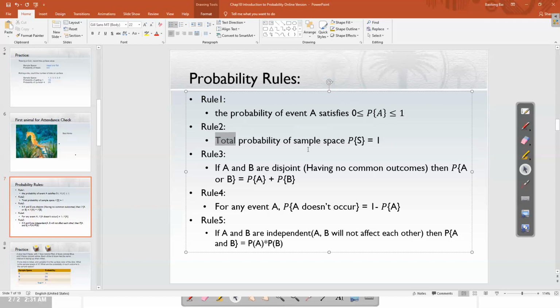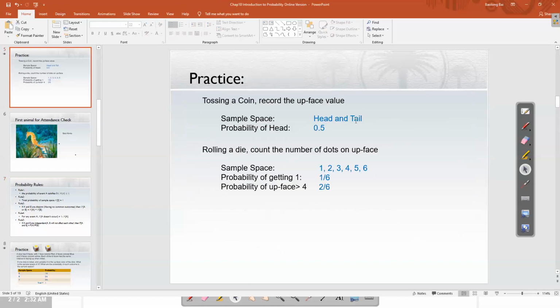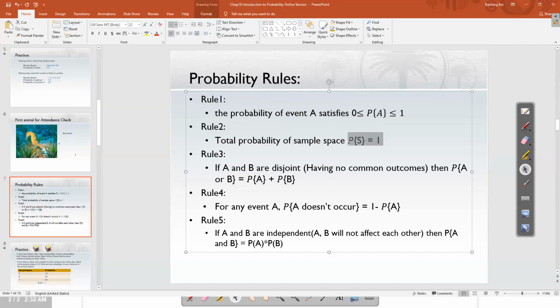So rule number 2, the total probability of the entire sample space is always equal to 1. So if you have a sample space defined, then the probability of the entire sample space equals 1. So for example, if the sample space is head and tail, right? So the probability of head or tail together is 1, right? So when you toss a coin, it has to be a head or a tail, right? So the probability of the sample space equals 1. It cannot be more, it cannot be less.